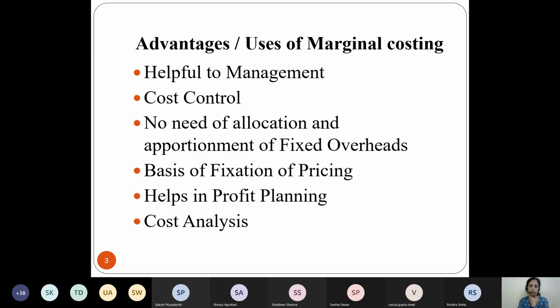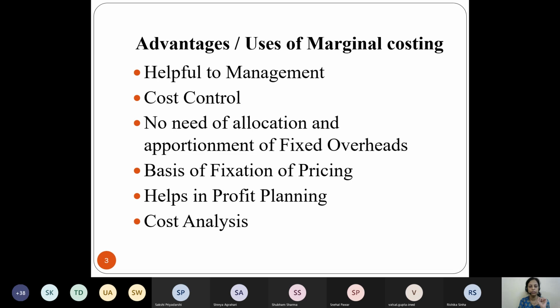Next important point, cost control. As we have seen in the earlier two techniques, budgetary control and standard costing, all are very useful in having control on cost. In the same way, marginal costing. The marginal cost is set and the workers have to complete the production in the given price, given cost.